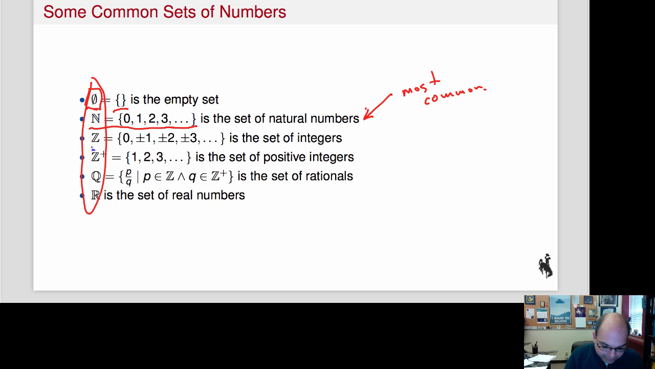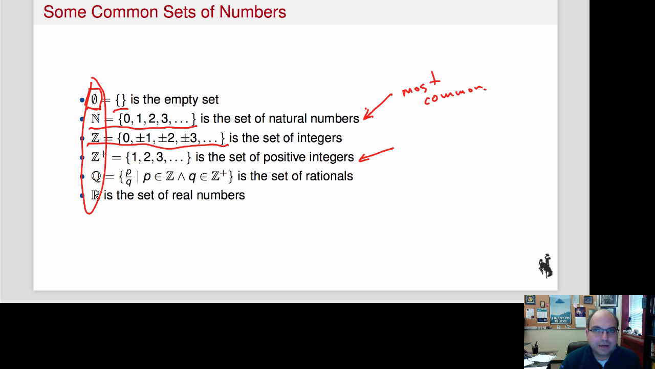And then we have the set Z, and Z is the set of integers. So the integers are 0, plus or minus 1, plus or minus 2, plus or minus 3, etc. So that's all of the integers, right? We'll occasionally need Z plus. Z plus is the positive integers, so 1, 2, 3, and so on.